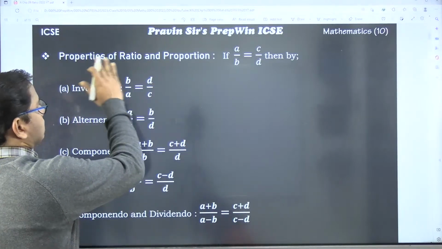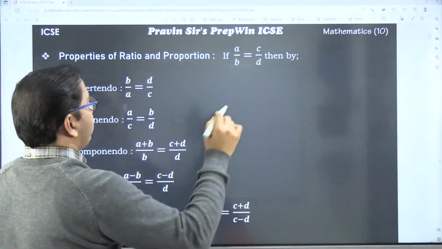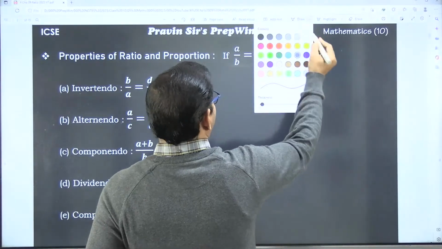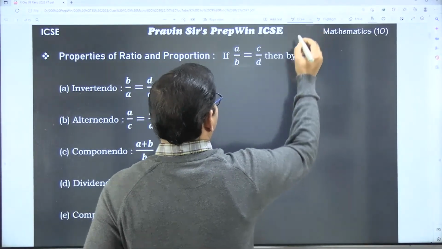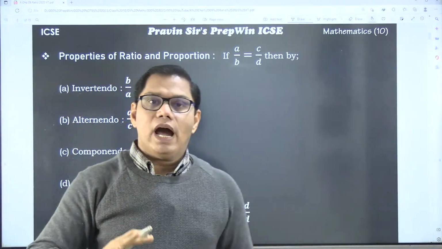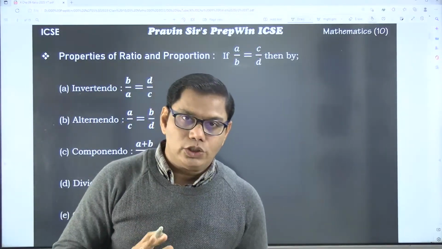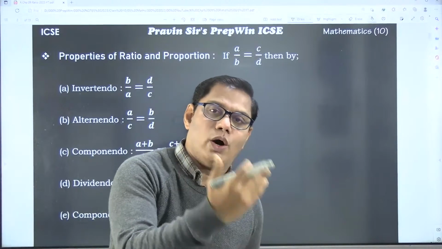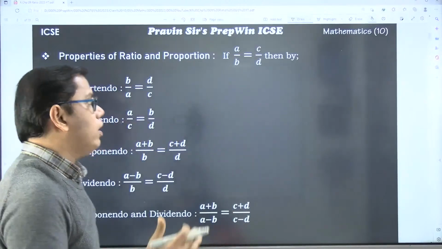So, this property. Remember, I'll just discuss this property before we start. So ratio and proportion. We are going to talk only about ratios today. Proportion, maybe tomorrow or in the next class, we will talk about proportion.